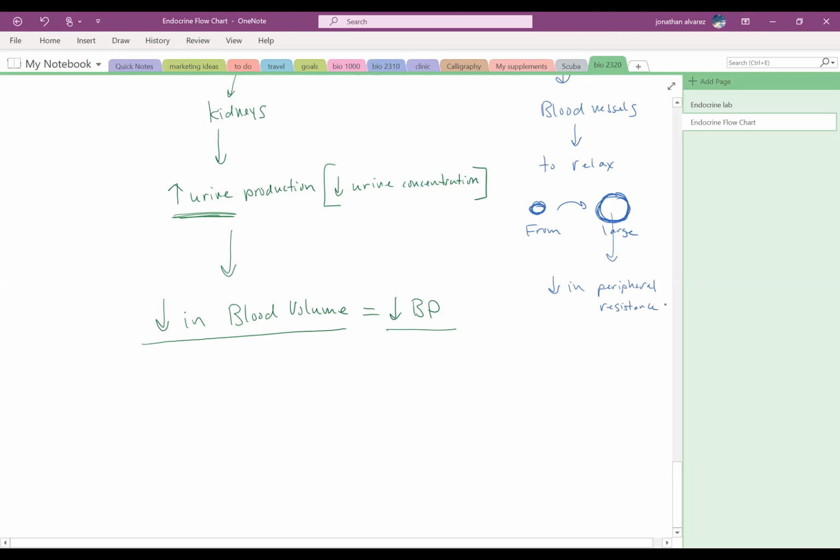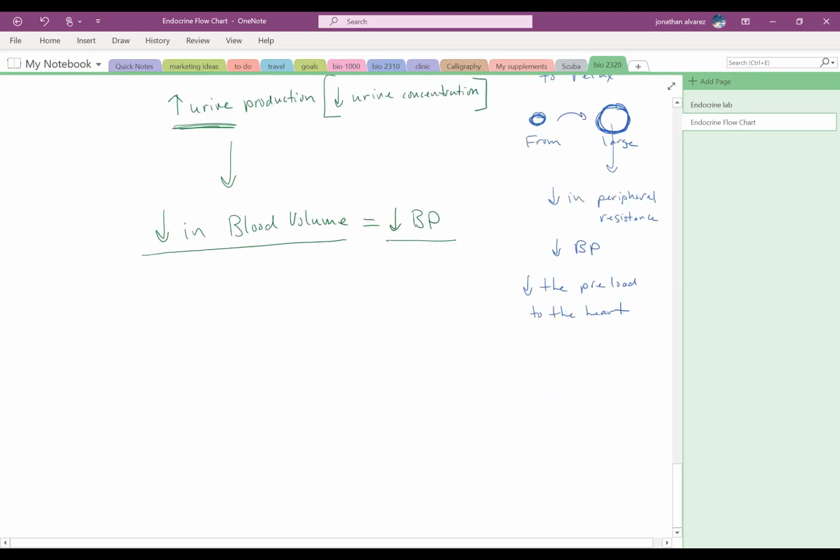And that's another way of saying it decreases blood pressure, or you could say it decreases the preload to the heart. So the heart doesn't have to work as hard. The pump does not have to work as hard.